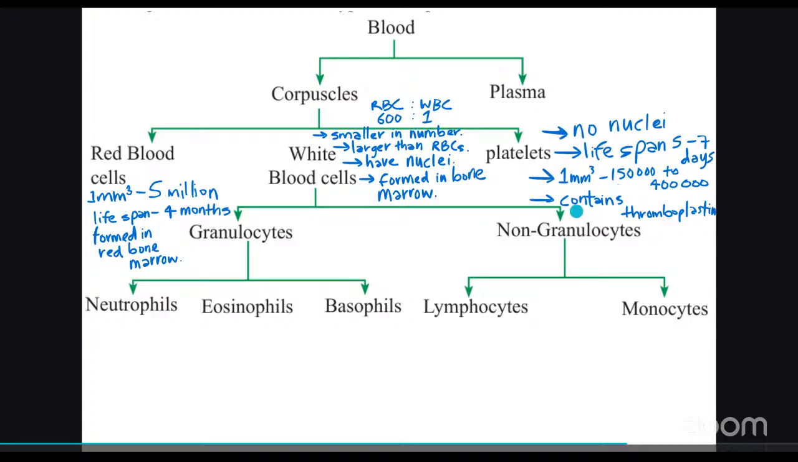Okay, now, what is this thromboplastin? Why do platelets need thromboplastin? What is thromboplastin gonna do? What is the purpose of it? Why do we need thromboplastin in platelets? Okay, I got an answer called solidify blood. Solidify blood?